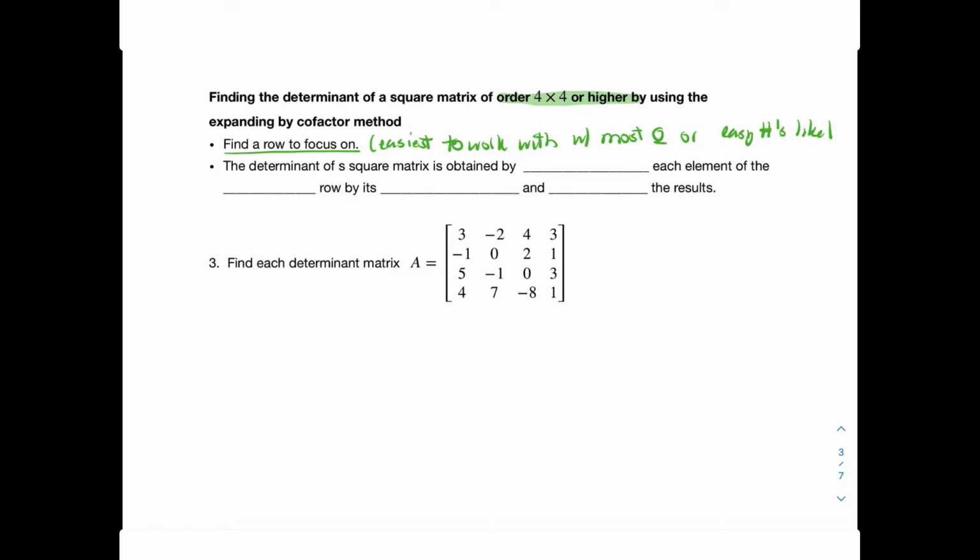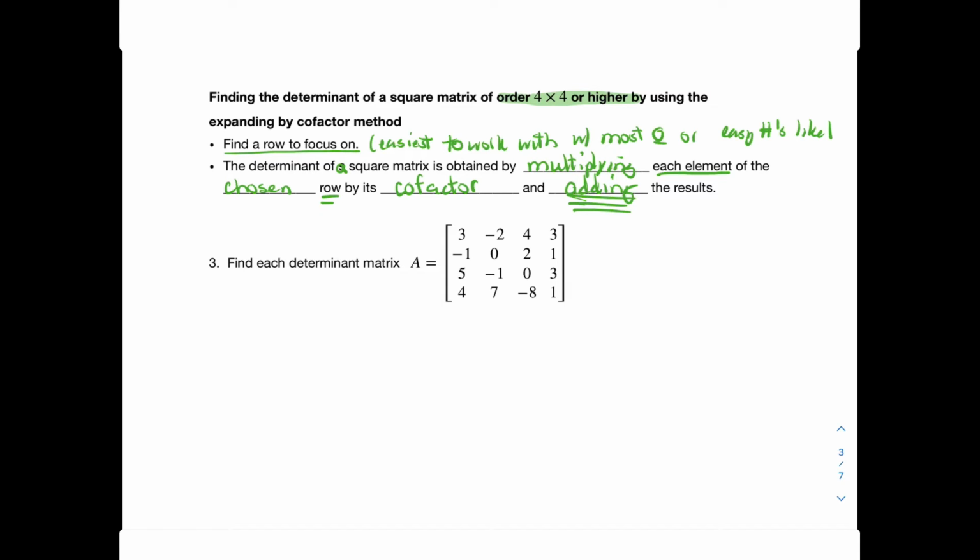Once you define which row you're going to work with, the determinant of a square matrix is attained by multiplying each element of the chosen row by its cofactor, and then adding each of those results together.